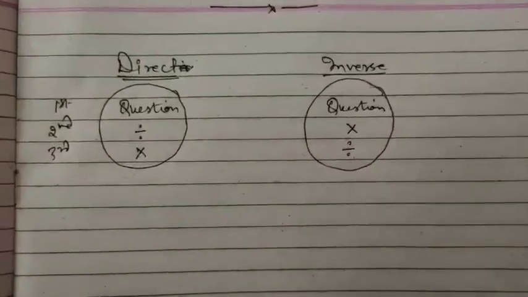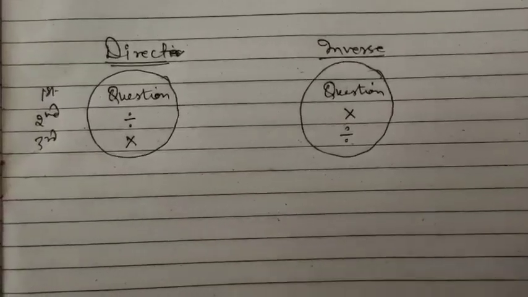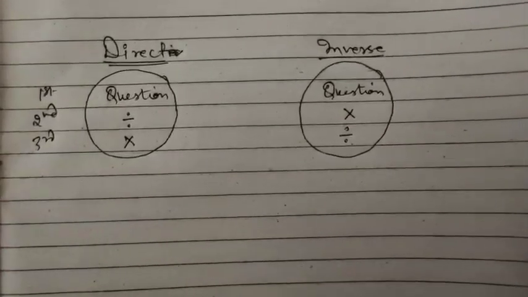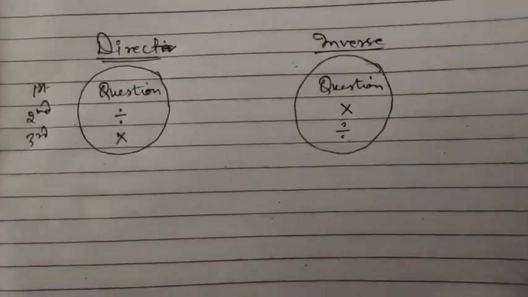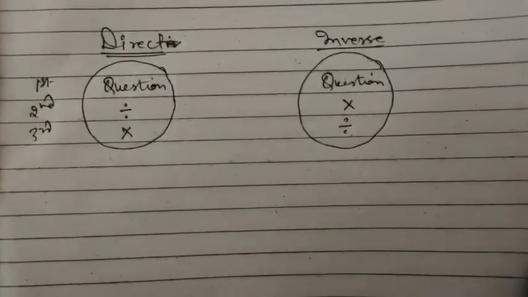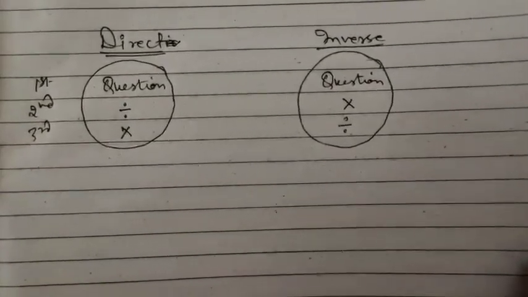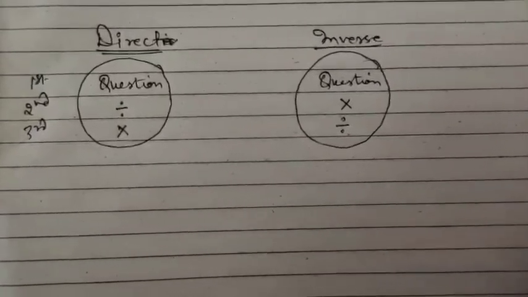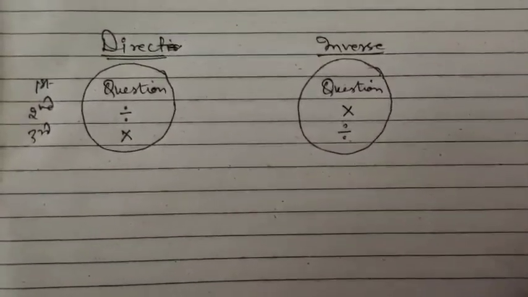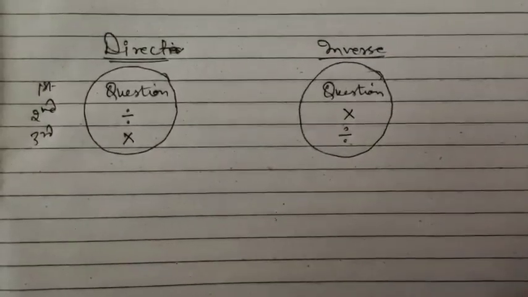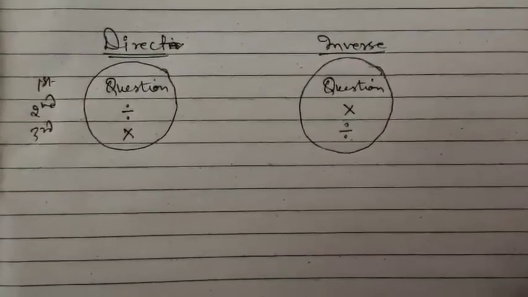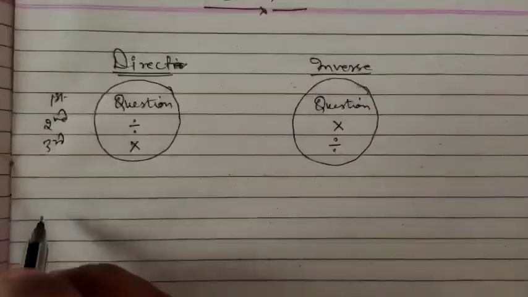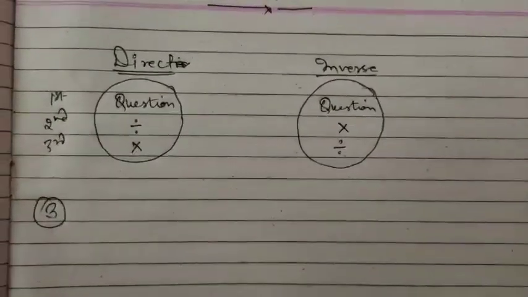As I told earlier, our first task is to understand whether the question is direct or inverse. A direct variation question tells us that if one quantity is increasing, the second quantity will also increase. Inverse variation says that if one quantity is increasing, the second quantity decreases. So with this concept, let us solve the third question of exercise 7B.